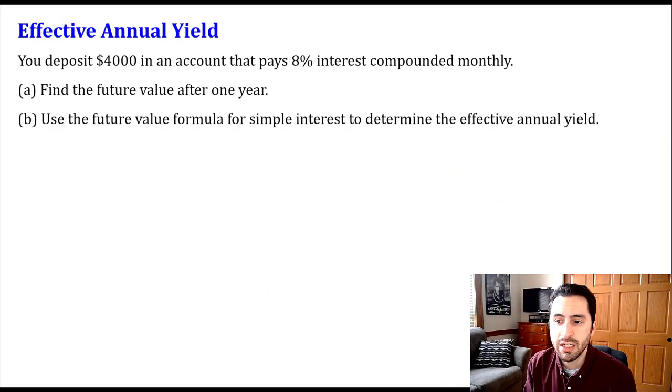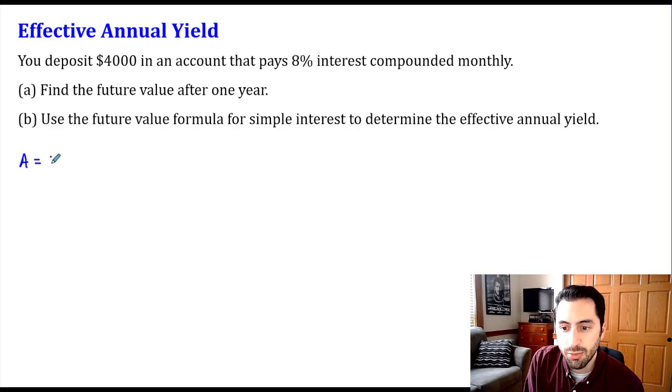So let's take a look at an example and we'll talk through the process. This one says you deposit $4,000 in an account that pays 8% interest compounded monthly. Okay, so compound interest. I want to find the future value after 1 year, and then let's use the future value formula for simple interest to find the effective annual yield. So for letter A, we need to use our compound interest formula.